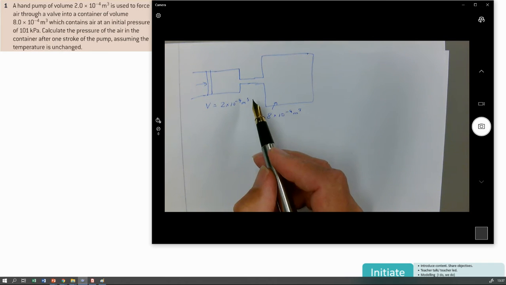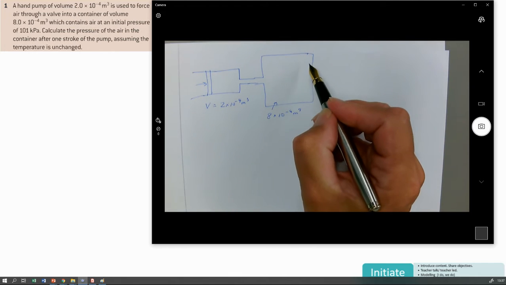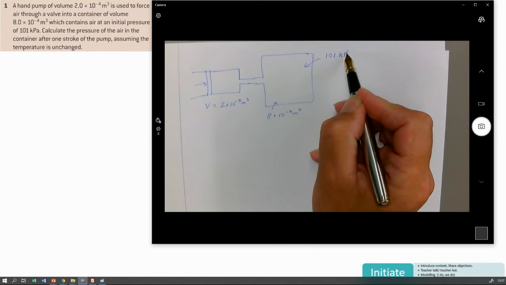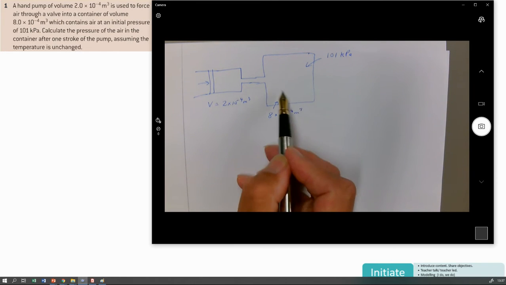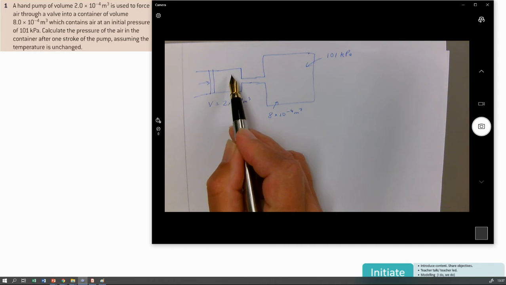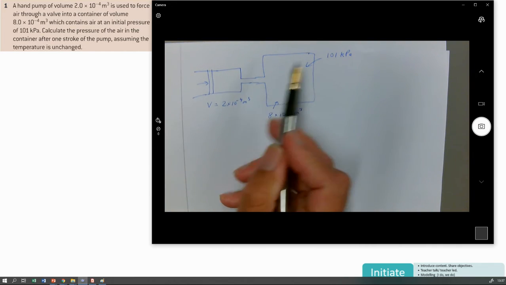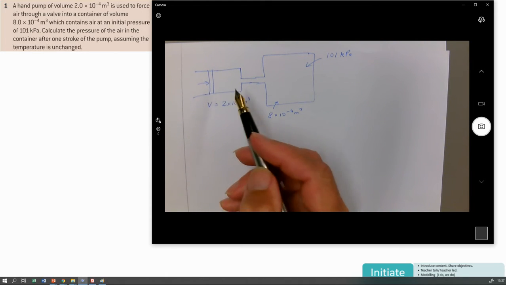Okay. So let's have a think. What's actually happening physically? It tells us that initially the air pressure is 101 kilopascals. Now that's atmospheric pressure. So the pressure in the pump, the pressure in this volume here, because they are connected, they're both at the same pressure, and it's room standard pressure. Okay, that's the before situation.